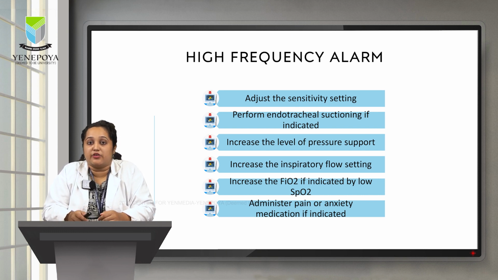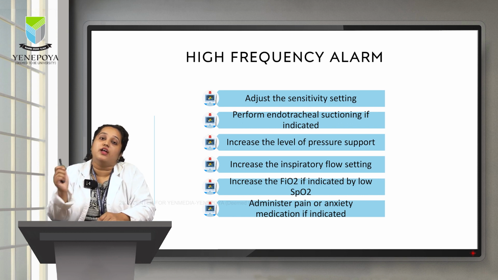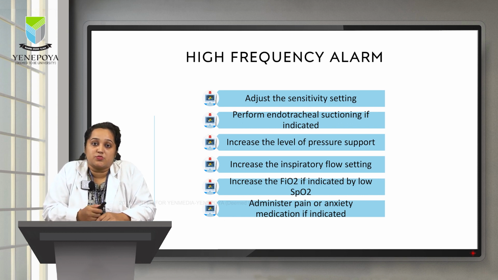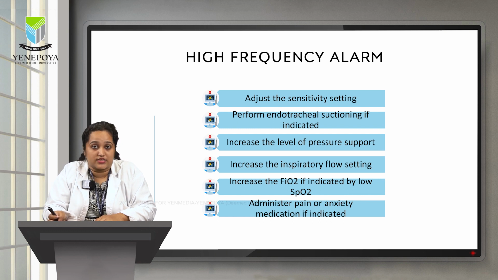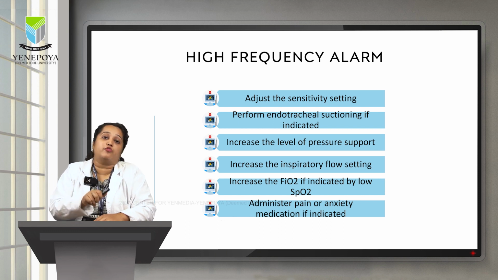In such scenarios you need to check whether the pressure support that you have given is enough for that patient or not. If not, you need to increase the pressure support level. Increase the inspiratory flow setting. Like I said, keeping lesser inspiratory flow always leads the patient to go into respiratory distress. We need to reach the demand of the patient's inspiratory flow.